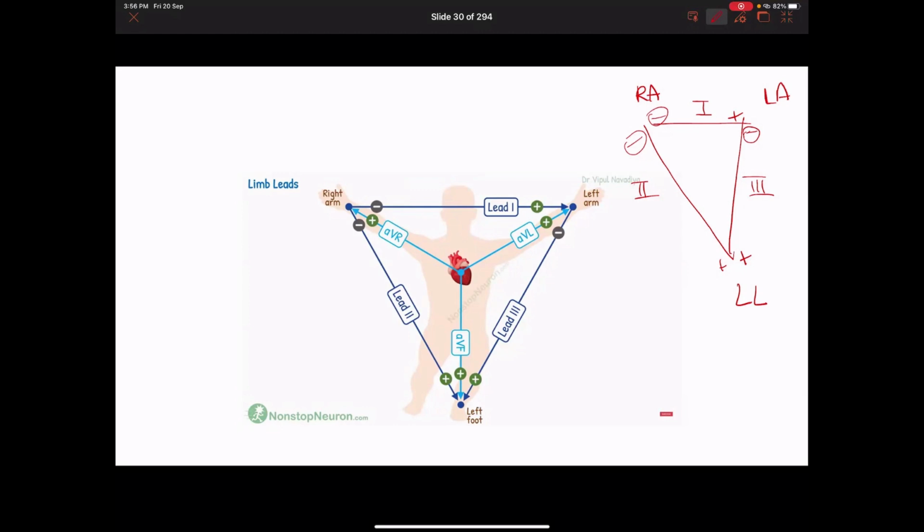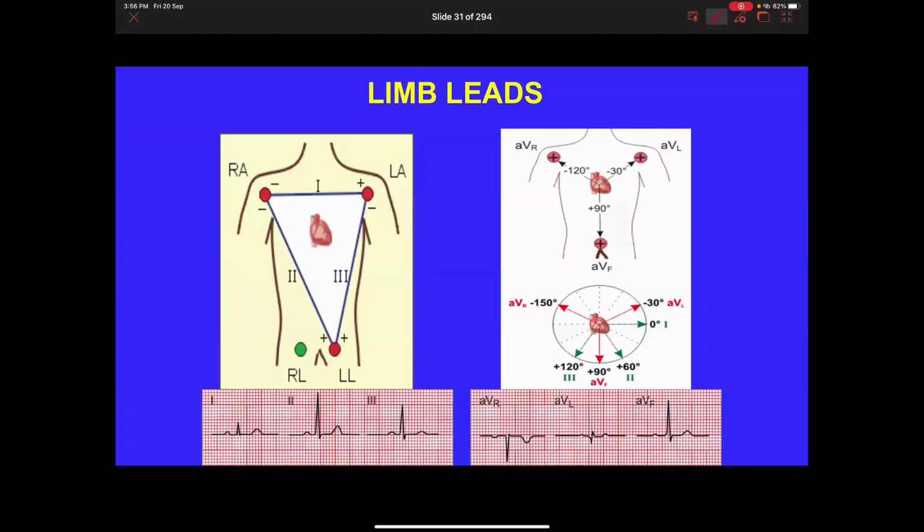And AVR, AVL, and AVF are placed in this direction. They're not really placed exactly on the heart. It's just to show you that there's a common point here that they use as reference. This is really important. Again, please know how to place these really well. Remember, right arm, left leg, draw the triangle, 1, 2, 3, and then positive is always on the left. Now, do you understand how the limb leads work?